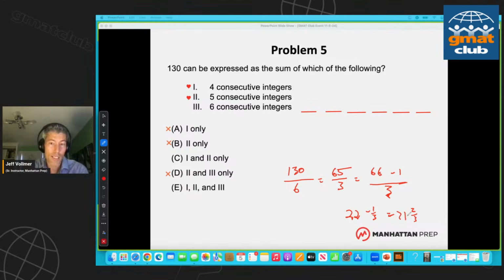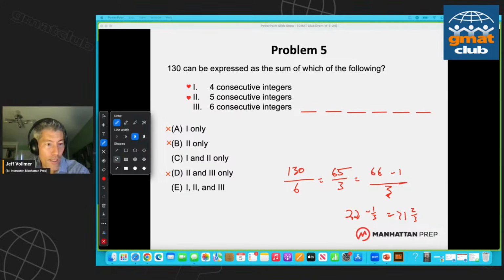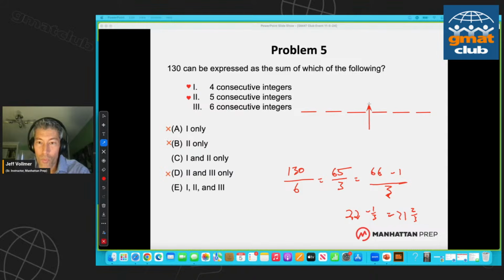All right, this is a problem. And can we figure out why this is a problem? Like, what the average should be, 21 2/3.